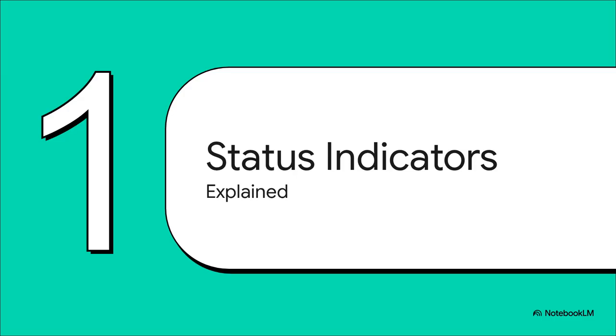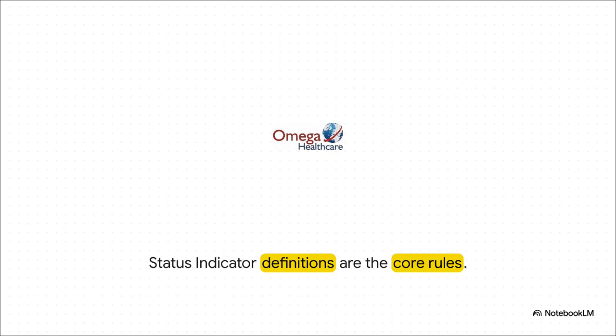Section 1. OPPS Status Indicators Explained. Back in 2000, CMS rolled out the Outpatient Prospective Payment System, or OPPS. And basically, under this system, Medicare uses a specific set of letters to tell you exactly how a service is going to get paid. These status indicator definitions are literally the rules of the game for facility coding.